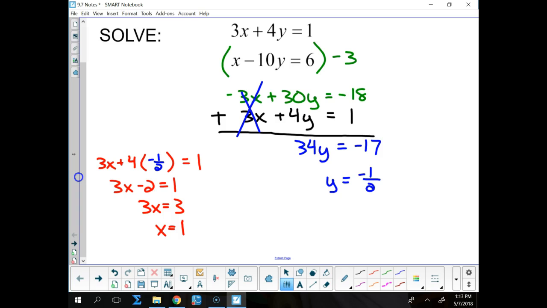Check my equations. 3 times 1. 3. 4 times -1/2. -2. 3 plus -2 is +1. Okay? 1 is 1. 10 times negative 1/2? Negative 5. 1 minus negative 5. 6. 6 is equal to 6. So my final answer here is the point 1 comma negative 1/2.